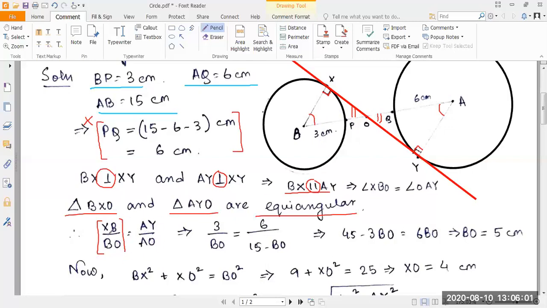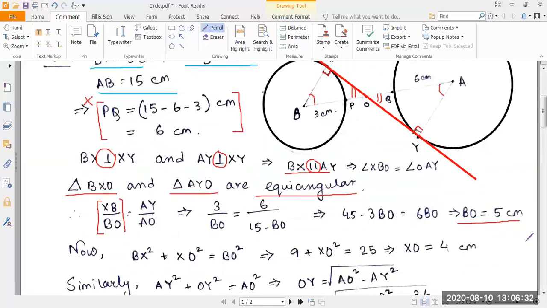Next part is simple. I already know the lengths. So I put XB equals 3. I keep BO unknown, since that's something that I don't know. And I replace AY with 6 centimeter. And instead of writing AO, I know AB is 15 centimeter and AO is automatically 15 minus BO. So that's what I've replaced. This then becomes a simple equation with BO, and you can solve BO as 5 centimeter.